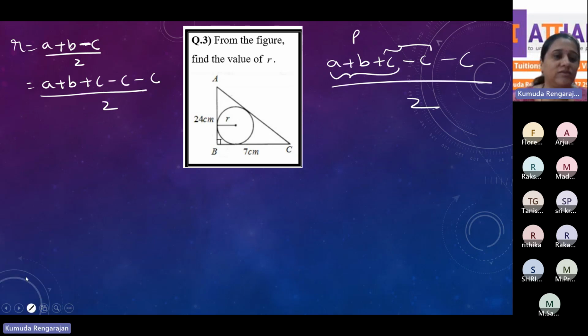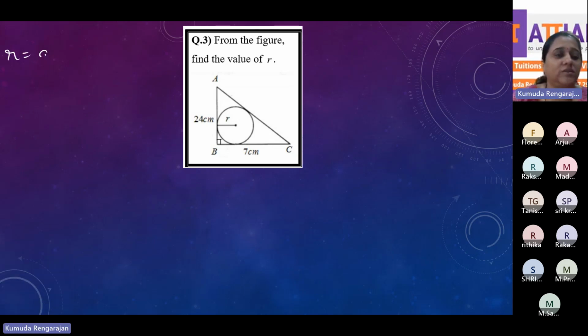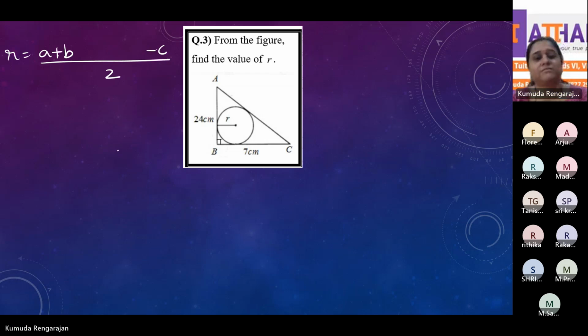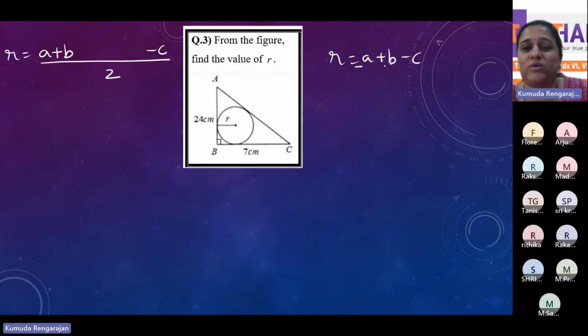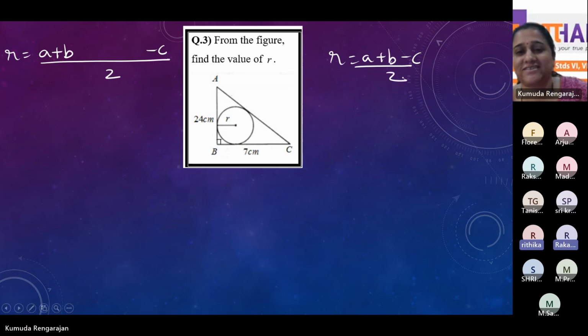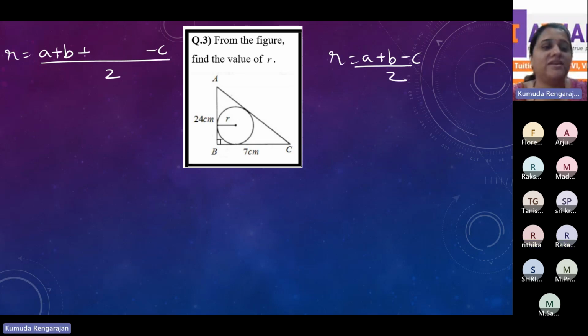Let me do it like this, one minute. Inradius is equal to a plus b minus c by 2, right? This is the formula, right, children? A plus b minus c by 2, correct? Say yes. Yes, ma'am. So you add c and subtract c here.